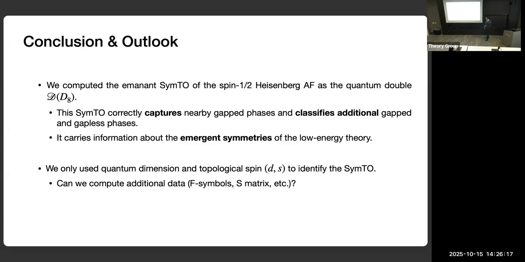Now, in this construction, I only actually used two data, quantum dimension and topological spin, but you cannot really pinpoint a topological order or topological field theory by just these two data. You need many more additional data. For instance, the F symbol or the full S matrix is not derived at all. So one future direction is: can we really compute the full data just from some computation in exact diagonalizations? Yeah, with that, thank you for listening.